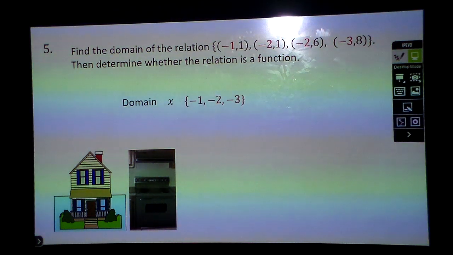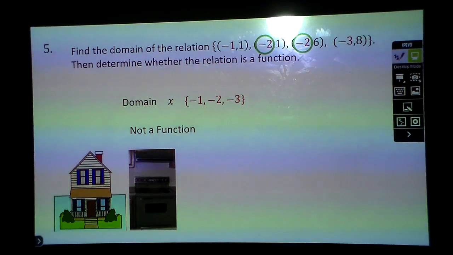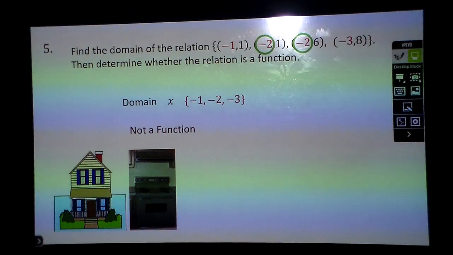So basically, I'm going to write a set. That is my domain: -1, -2, and -3. And because the -2 is repeated, it is not a function. Not a function. If the x's repeat, it is not a function.